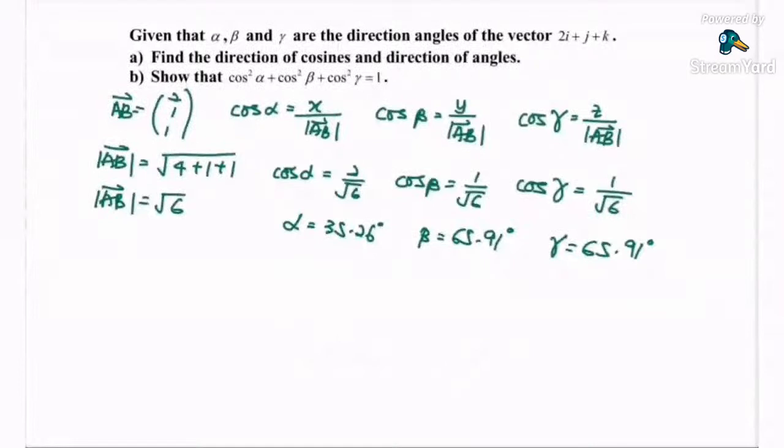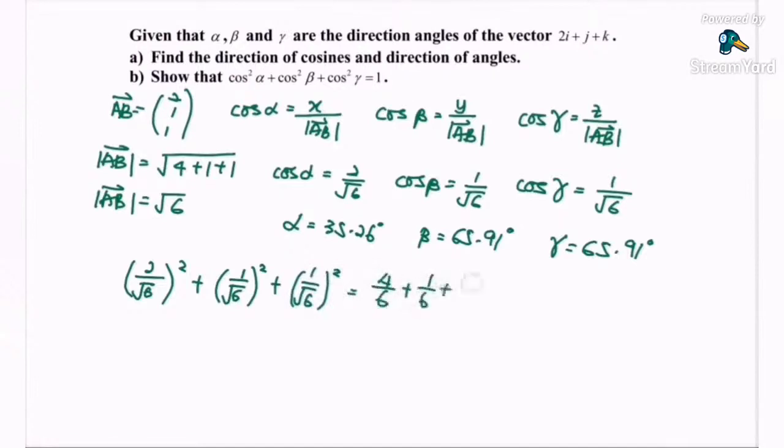B shows that cos alpha squared, where we have 2 over square root of 6 squared, plus cos beta squared, where we have 1 over square root of 6 squared, plus cos gamma squared, 1 over square root of 6 squared. Squaring these, we will have 4 over 6 plus 1 over 6 plus 1 over 6. Finally, cos alpha squared plus cos beta squared plus cos gamma squared is equal to 1. So we have already shown the situation.